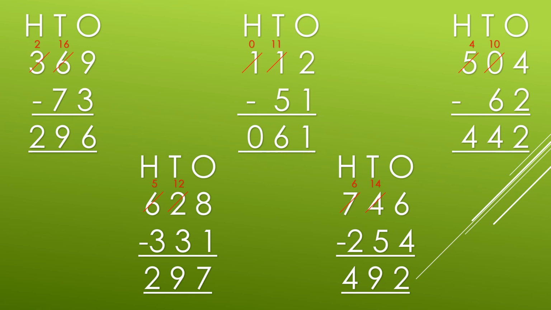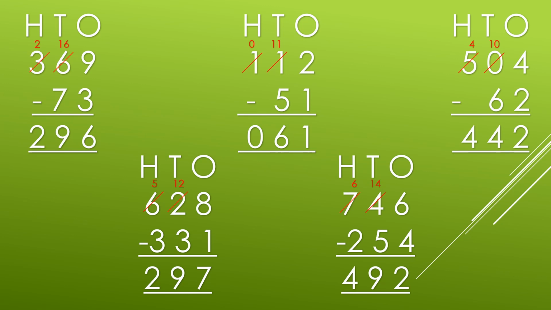Children, in this video we will learn subtraction of 3-digit numbers with borrowing hundreds. So let's start. First example is subtract 73 from 369. So start from ones. 9 minus 3 is equal to 6. Write 6 under ones and now subtract tens.